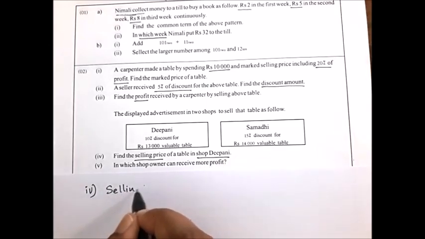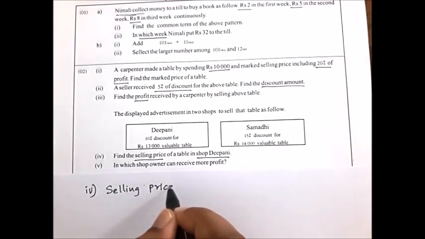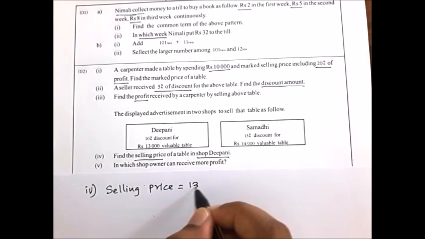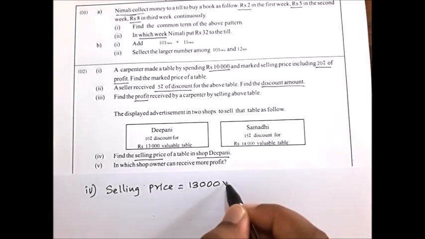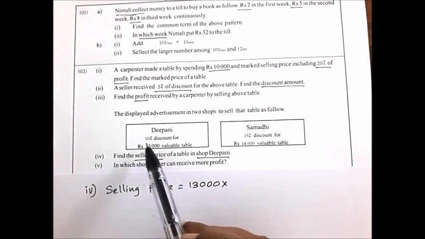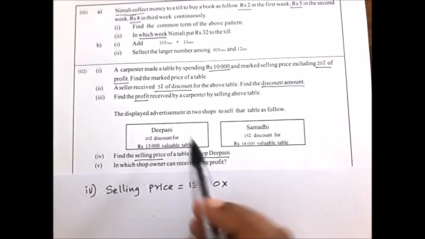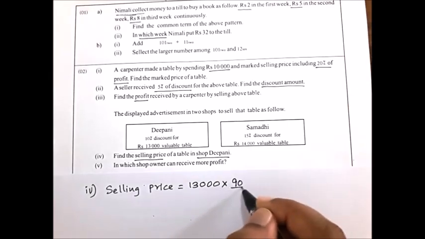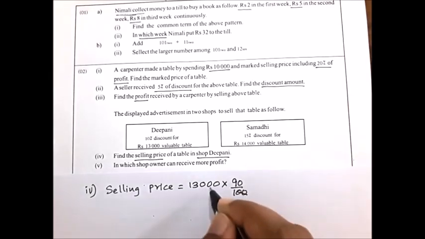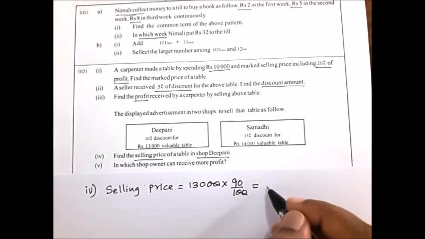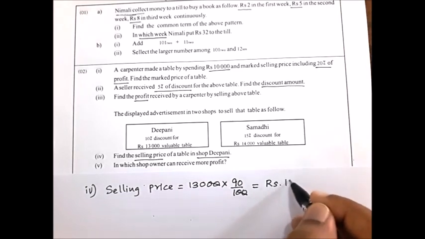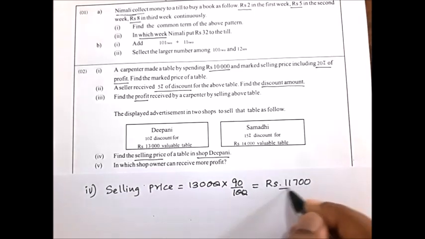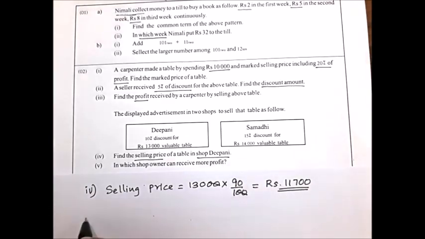Selling price equals mark price, it is 13,000 multiplied by, if 10% discount given, subtract 10 from 100, it is 90. Multiply this one by 90%. Remove two zeros. The value is 11,700 rupees. This is the selling price of the table in the shop Deepani.